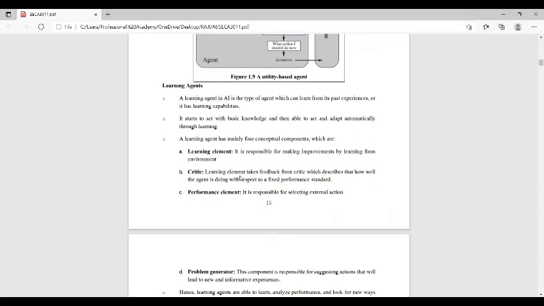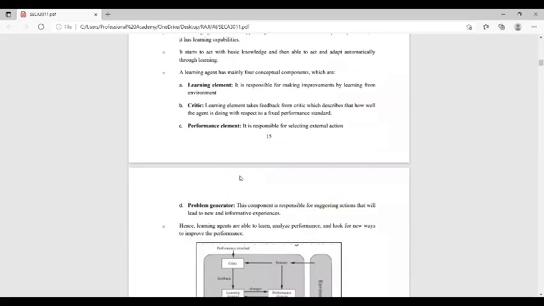The next type of agent is the learning agent, which learns from experience and behaves on its own. It can learn from its past experience, or it has certain learning capabilities. That is called a learning agent. It has four components: learning element, critic, performance element, and problem generator.